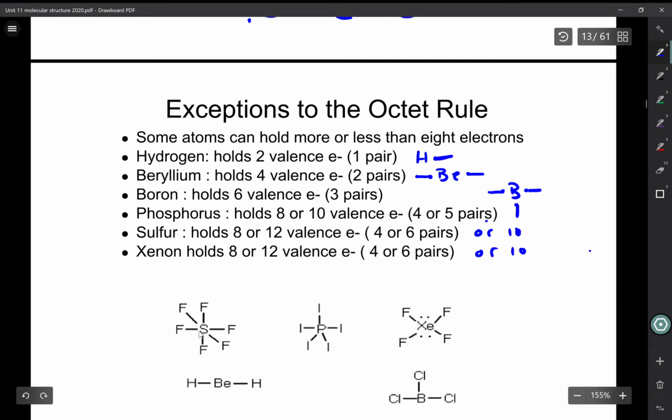So here's some examples down here, and we'll sketch these out for you. So this is sulfur hexafluoride. As you see, sulfur has 1, 2, 3, 4, 5, 6 shared pairs of electrons. That's a total of 12. Here's phosphorus pentaiodide. 1, 2, 3, 4, 5. So that's 10 electrons there. Xenon tetrafluoride. 1, 2, 3, 4 shared pairs of electrons. That's 8. It also has these 2 pairs of unshared electrons. That gives a total of 12.